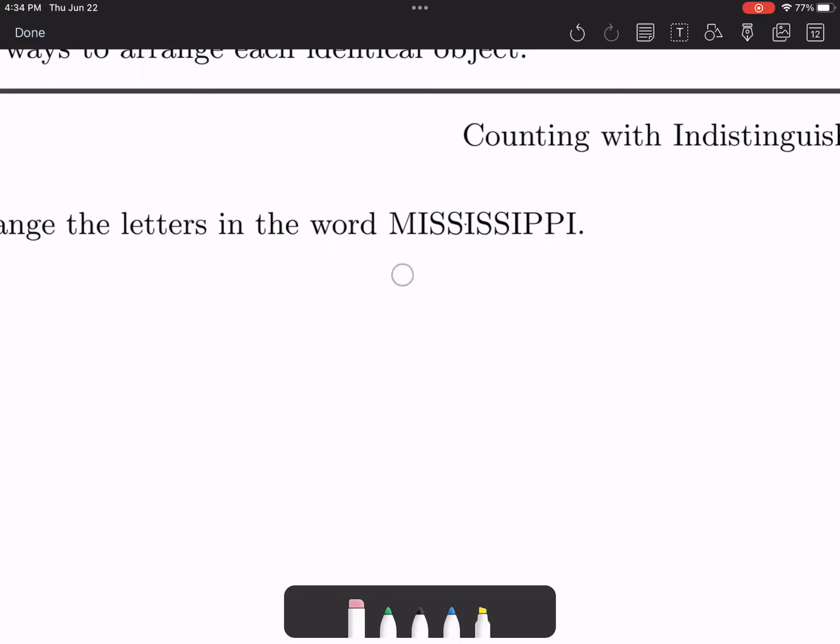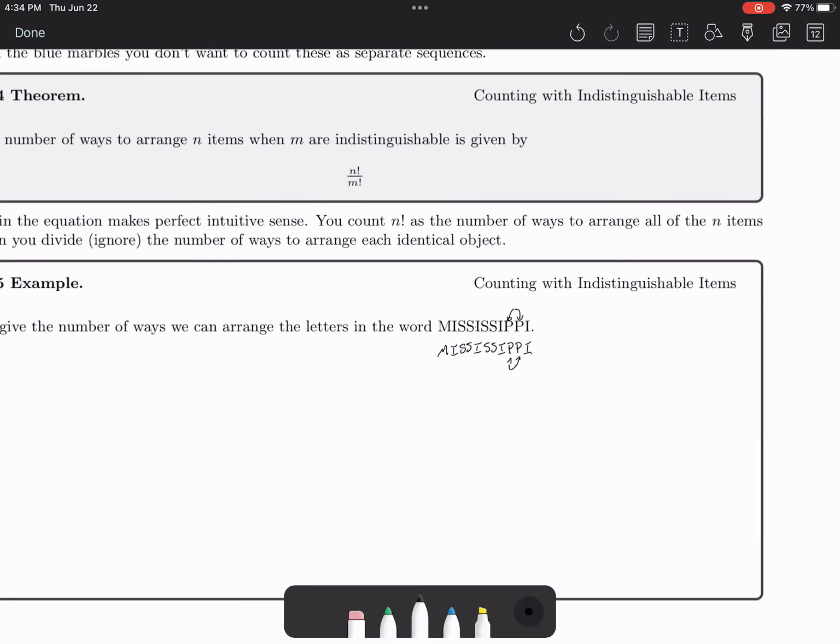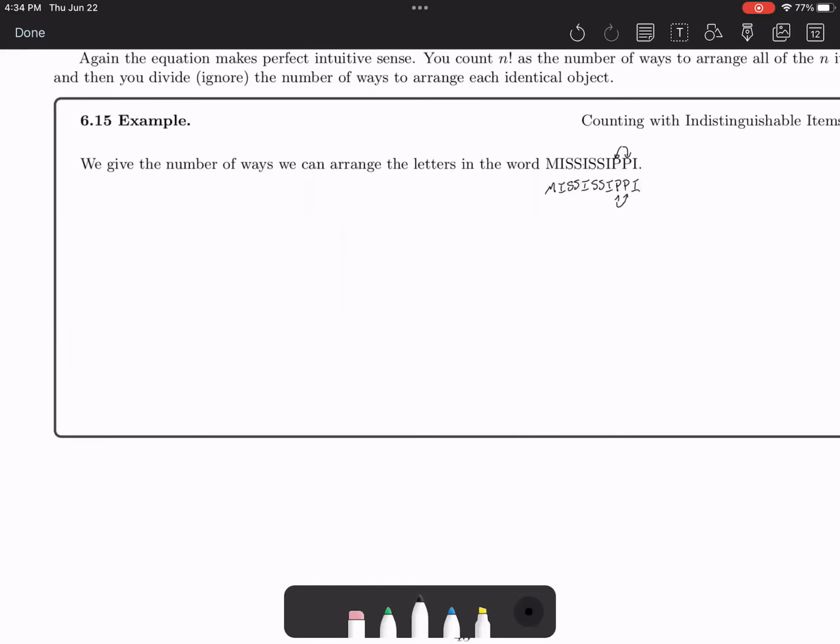If I write MISSISSIPPI, then you would have no idea that I switched these two P's around. Right? I didn't get a unique word. So we're going to count the number of arrangements we can make from the word Mississippi that give us a unique arrangement. So we can't tell the difference between repeating characters.